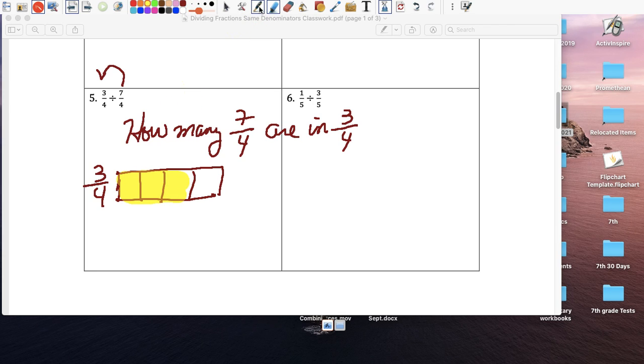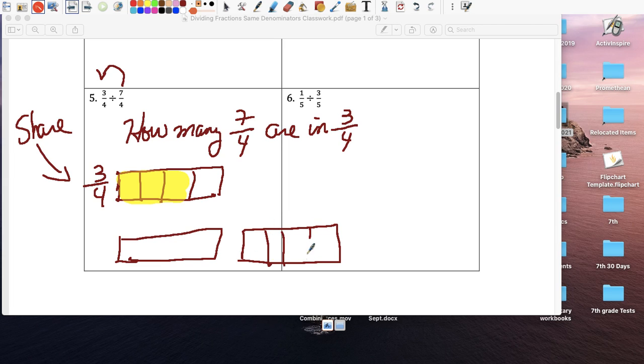This is what I have. And then I want to share it with my friends, and I want to give each of my friends 7/4. So let's shade 7/4: 4/4, 2/4, 3/4, 4/4, and this is 7/4. So how many of these 7/4 can I fit in here? If I want to give 7/4 to Stephen, can I give him 7 pieces? No, I can give him 1, 2, 3. And how many pieces was I trying to give to Stephen? 7, right? So the answer is 3/7.